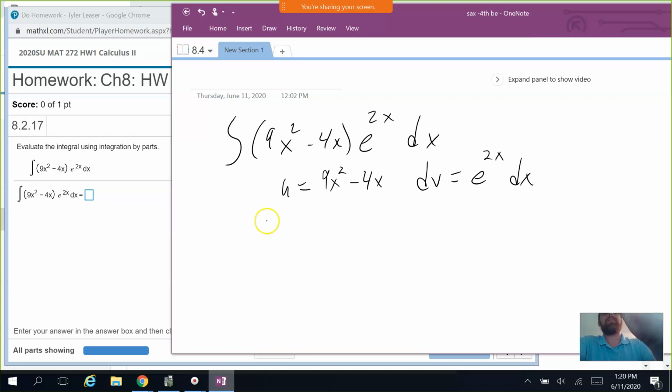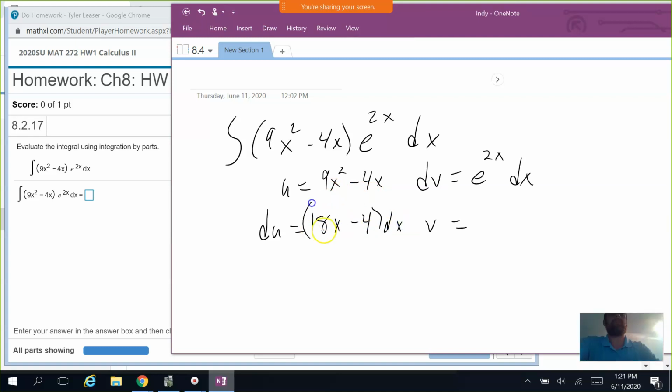Okay, once you set up your u and your dv, you're going to find your du and your v. du would just be the differential of u, so taking the derivative of that, we get 18x minus 4 dx. Taking the antiderivative of dv, and be careful here, a 1/2 is going to come out, and then just leaving the exponential alone, e to the 2x. Cool. Then the formula for integration by parts is u times v minus the integral of v du.